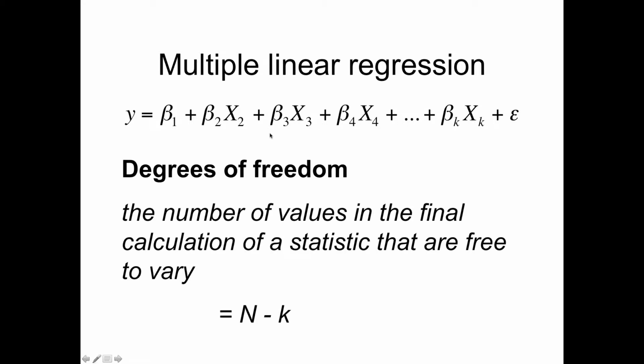A measure that's of interest, it'll come into play a little bit later, but it's an important thing to keep in mind, is degrees of freedom. It represents the number of values in the final calculation that are free to vary without changing the answer. That happens to be equal to the number of observations minus the number of independent variables that we're including in the model, the number of parameters that we're estimating.